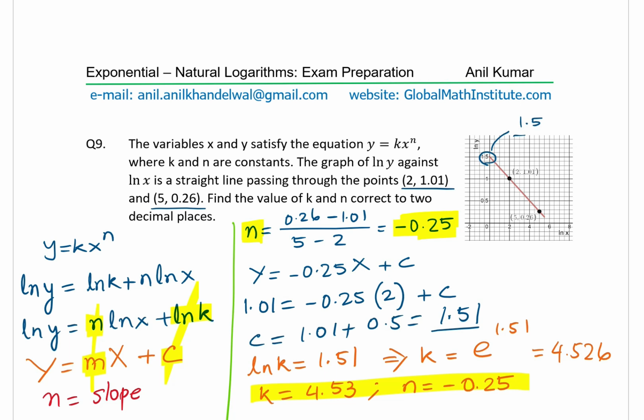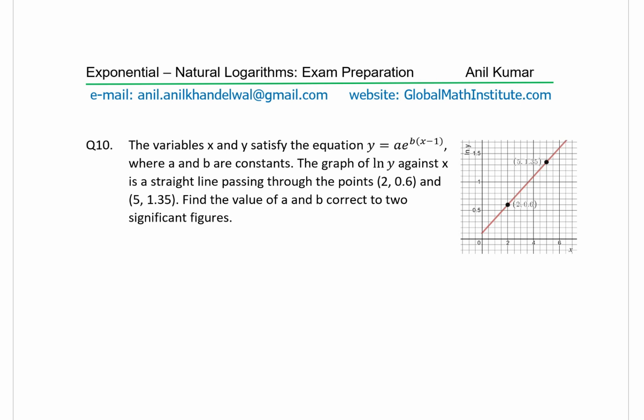The last question for us, question number 10. Another graph to work with. This time the question is, the variables x and y satisfy the equation y equals a e to the power of bx minus 1, where a and b are constants. The graph of ln y against x is a straight line passing through the points (2, 0.6) and (5, 1.35). Find the value of a and b correct to two significant figures.